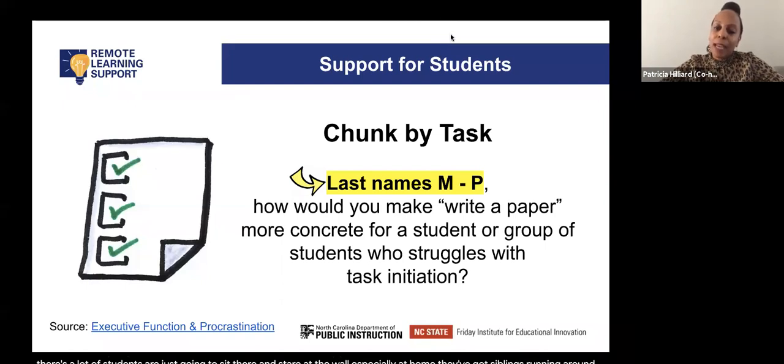So last names M through P, even if you're not an ELA teacher, I know you can do this. If you say write a paper, which is very abstract, what are some concrete, small, mini tasks that students can do to make write a paper seem more obtainable and something that they can start to do? So what are some concrete ways? How do I choose a topic, Bethany? What's some ways that I can help with choose a topic?